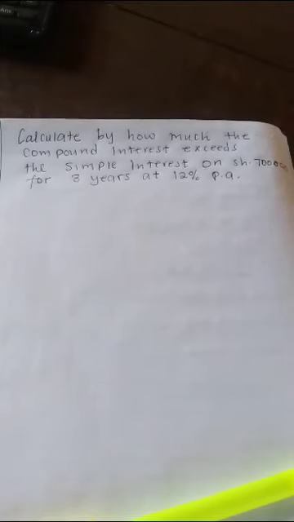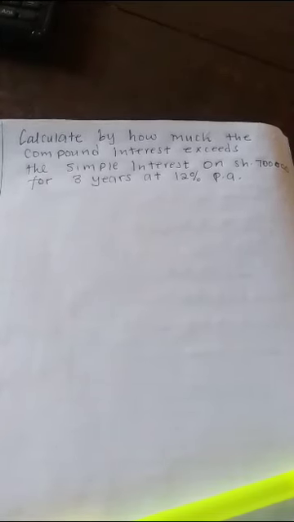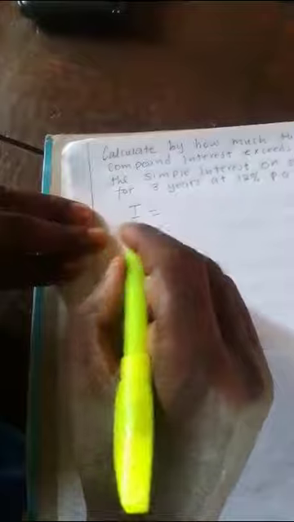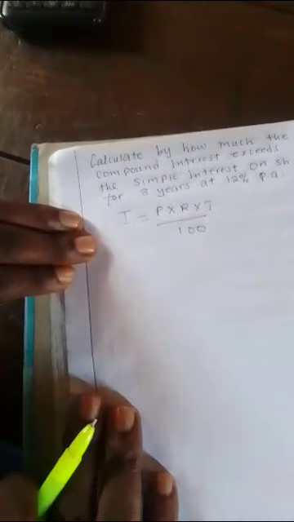After getting that simple interest, we also calculate the compound interest, and then we find the difference. Now this is how we go about it. We will have the simple interest formula, where interest is given by the principal times rate times time over 100.